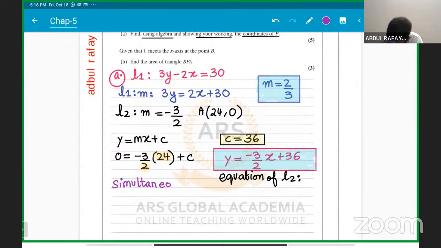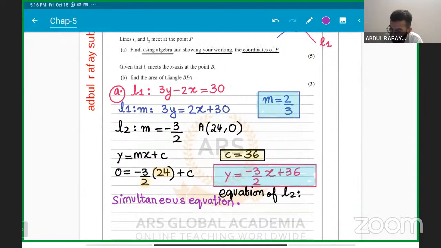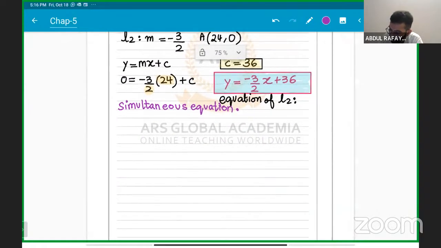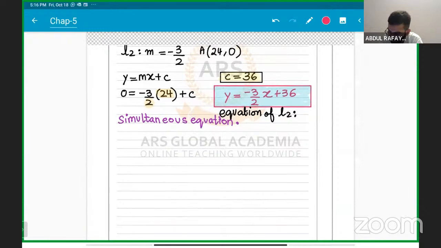The reason why we are doing this question is to get an understanding of how to find the area of shapes, the area of the triangle. That is why I'm doing it. Otherwise, part A is very easy, simultaneous equations.